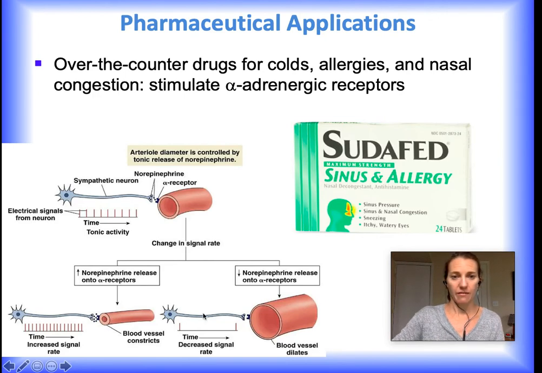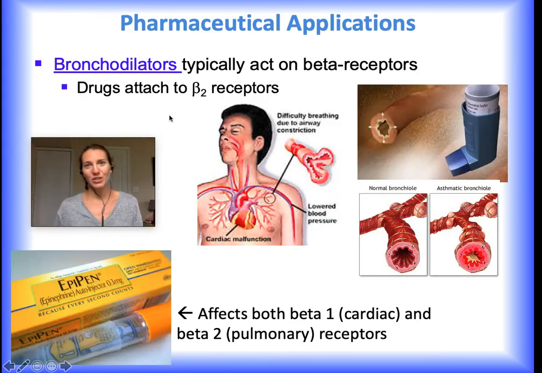Conversely, I love that this graphic is showing a decreased signal rate now coming from this axon. Because there's less signaling, the vessel dilates. Another pharmaceutical example that you all might appreciate are bronchodilators. They're acting on beta receptors. So again, think beta receptors. That's going to be receptors for norepinephrine. So again, we're looking at the sympathetic branch of the nervous system here.